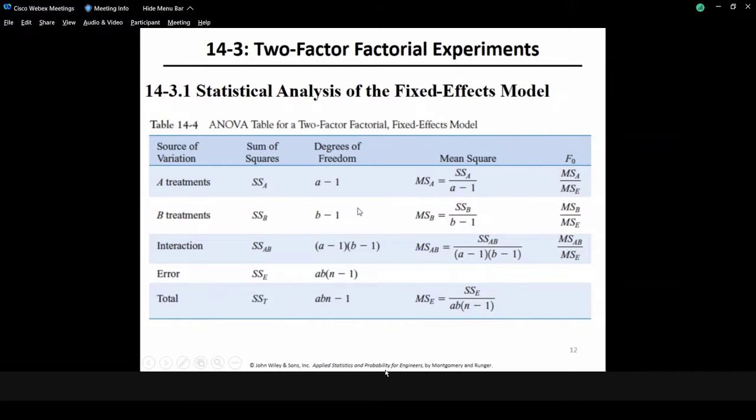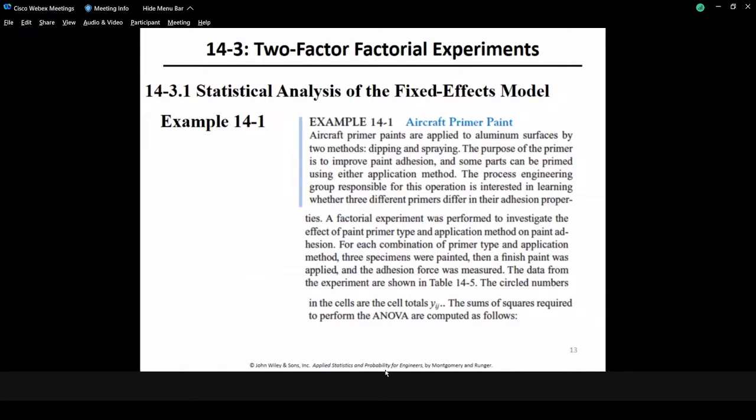Okay, ANOVA. They give an example. However, this example refers to the textbook, which is not given in the slide for whatever reason. Never mind, before we refer to our textbook, please read the story first.